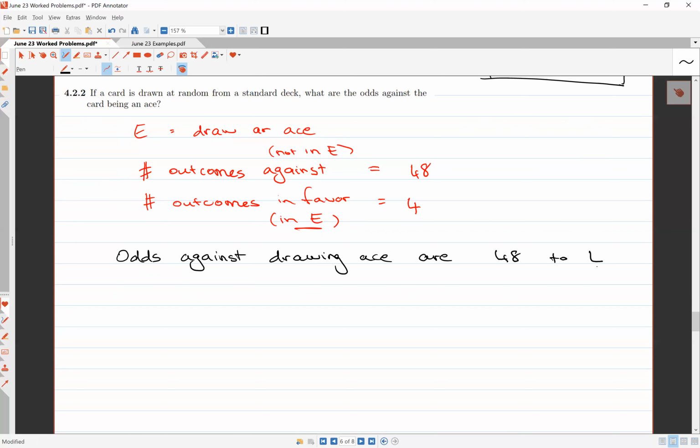48 to 4. Now, these have something in common. Those numbers are both even numbers. So at the very least, we know we can divide both of them by 2. If we do that, we get 24 to 2. But those are still even numbers. We can divide by 2 again. And at this point, it won't simplify any further, but the odds against drawing an ace are 12 to 1.